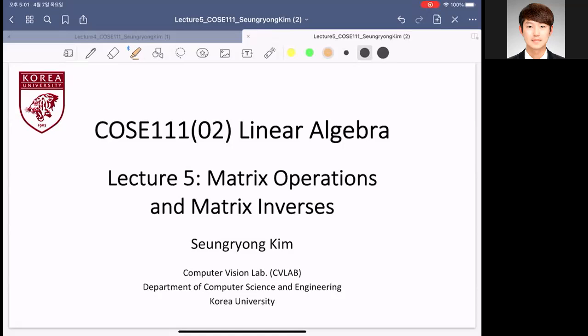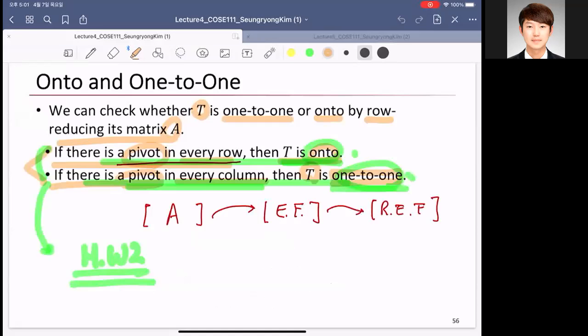So yeah, we move to the matrix operation and matrix inverses. Before that, let's recap what we've done so far.